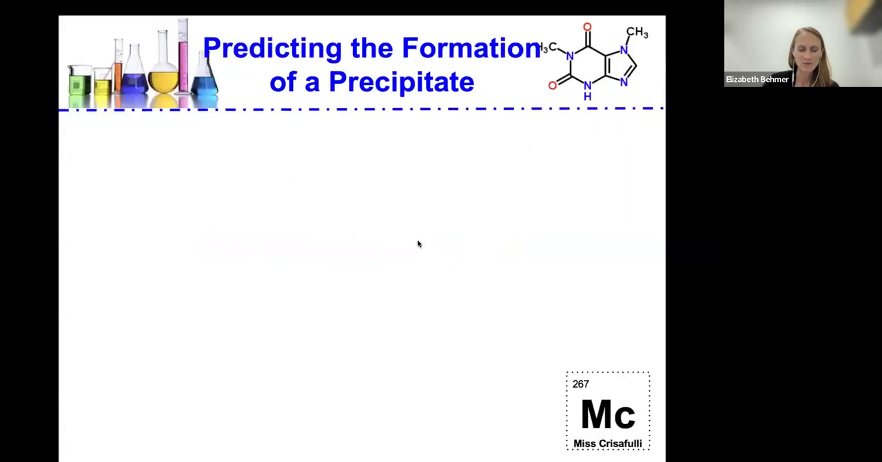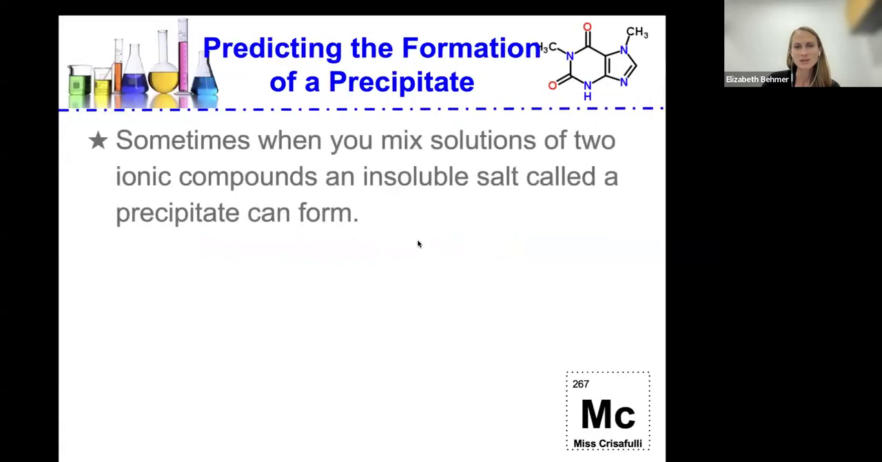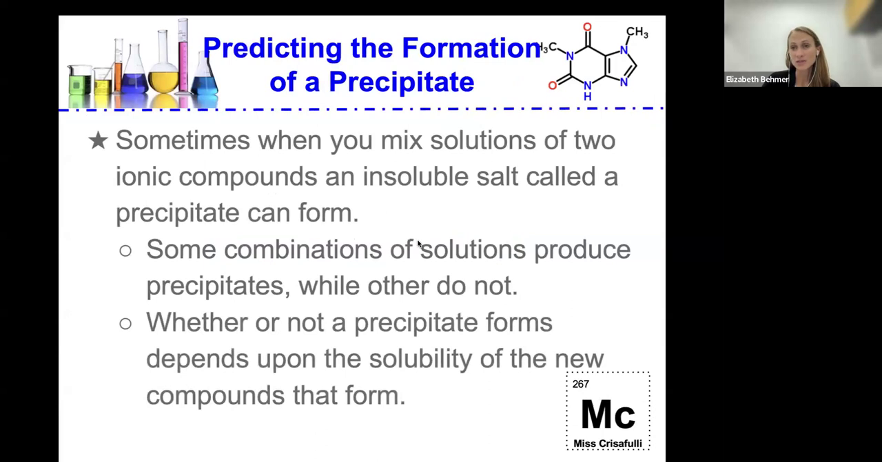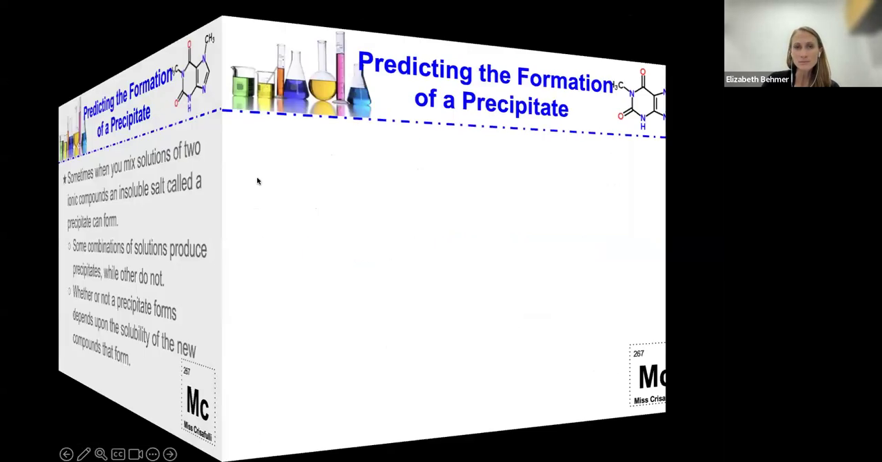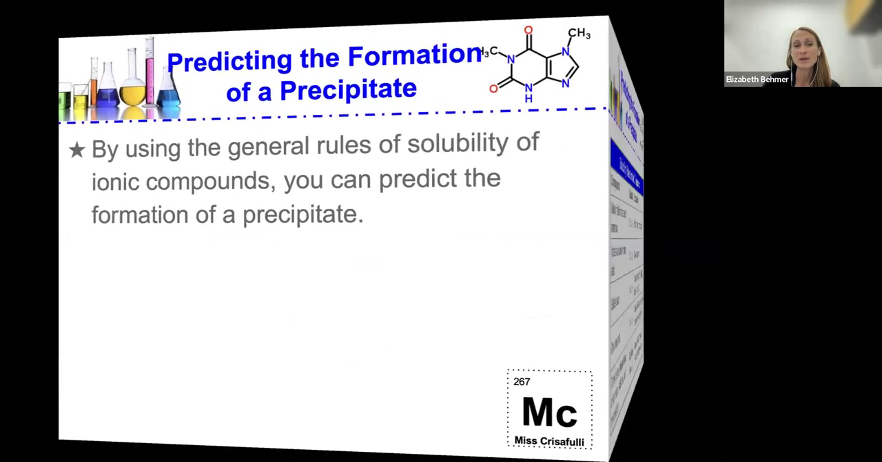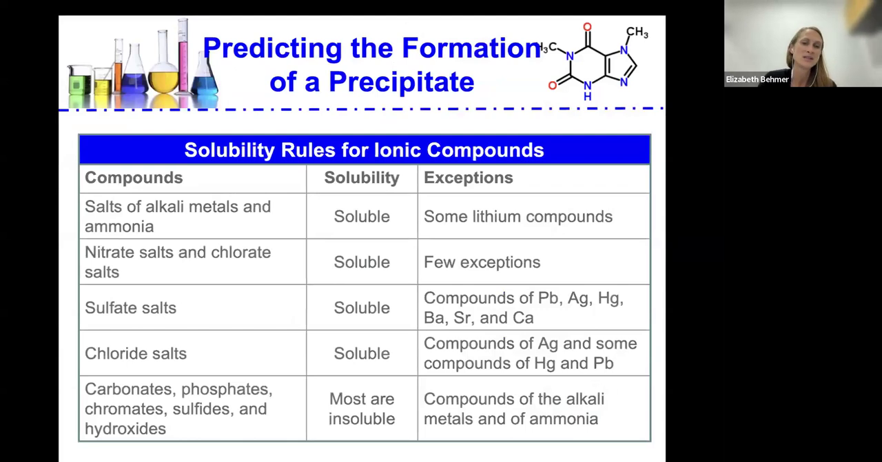Predicting the formation of a precipitate. So sometimes when you mix solutions of 2 ionic compounds, an insoluble salt called a precipitate can form. Some combinations of solutions produce precipitates, while others do not. So whether or not a precipitate forms depends upon the solubility of the new compounds that form. By using the general rules of solubility of ionic compounds, you can predict the formation of the precipitate. So we use these solubility rules for ionic compounds. And I would encourage you to reference this chart when you're doing things like your homework.